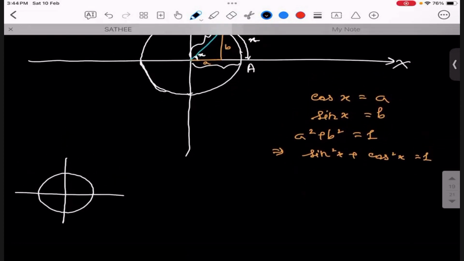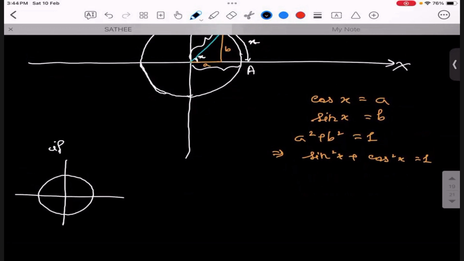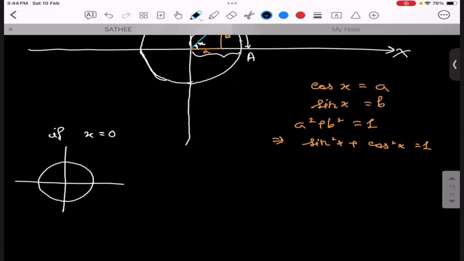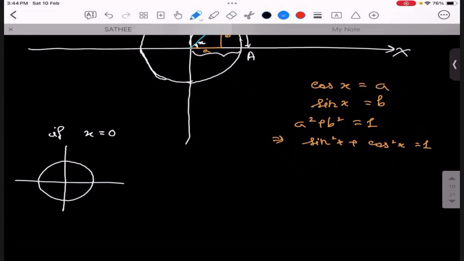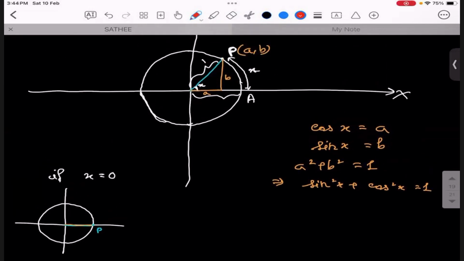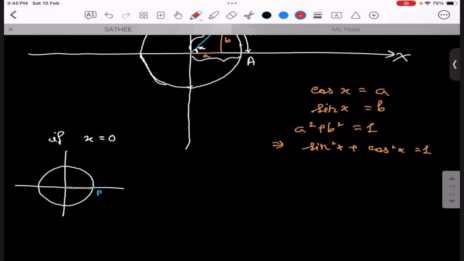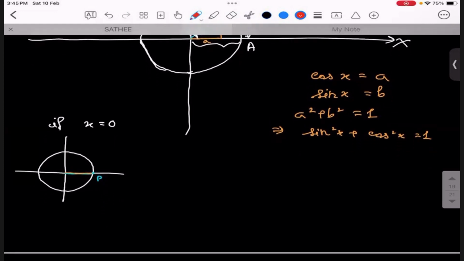Now, if x equals 0, the point will be at the point here, because usually we start from this line and we end on this line. Usually we start from this OA, or you can say the positive real axis. So the starting point and ending point are the same.